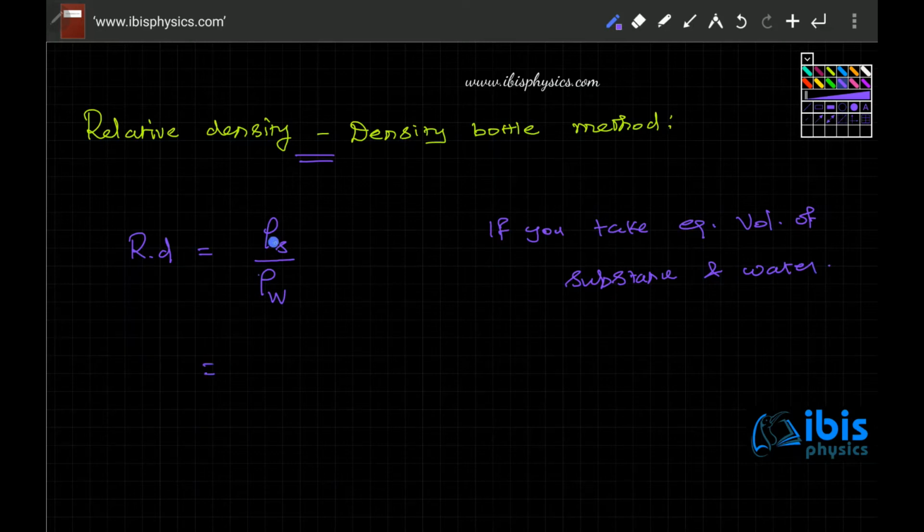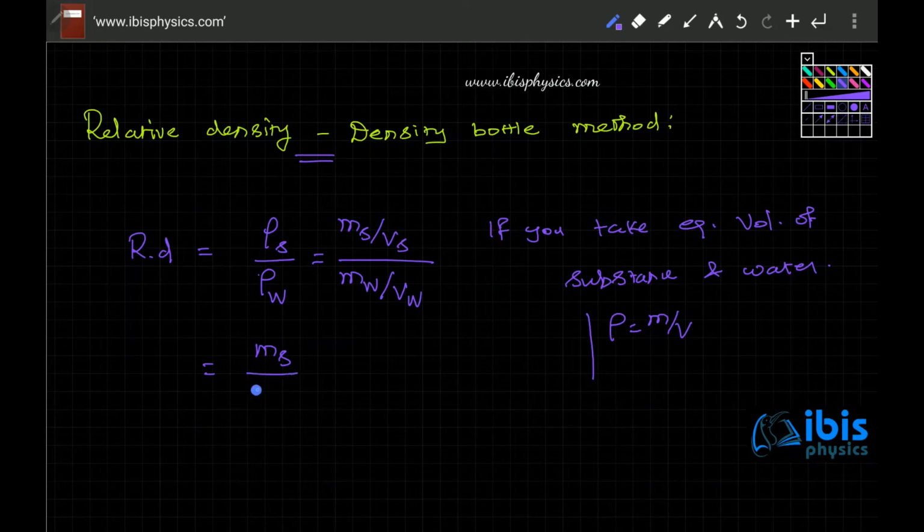We know that density is mass by volume. So the density of the substance is the mass of the substance by the volume of the substance, whole divided by the density of water, which is the mass of the water by the volume of the water. Now this can be written as the mass of the substance by the volume of the substance into, we have to take the reciprocal, the volume of the water by the mass of the water.